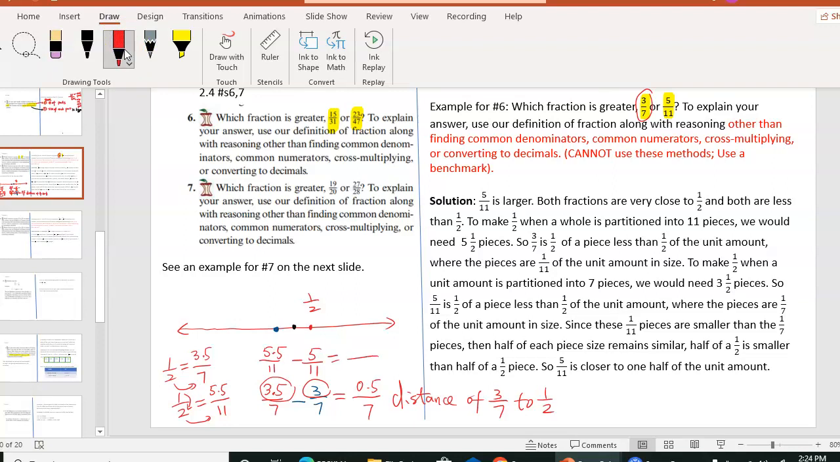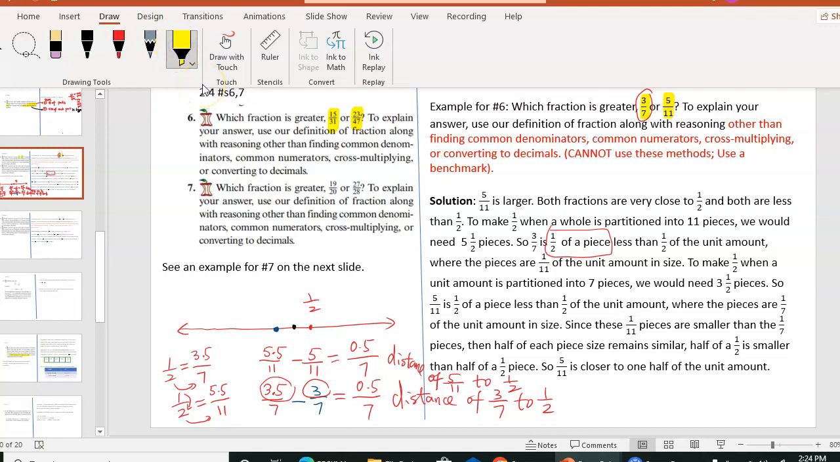So now we can do subtraction. 5.5 parts minus 5 parts, that's 0.5. Which is, if you want to use fraction, going to be half of a piece. Okay, 0.5 means half of a piece. All right, so you can use that language if you want. So now, what's this answer? This is the distance of 5/11 to 1/2. Okay, so we figured out the distance from each number to 1/2.